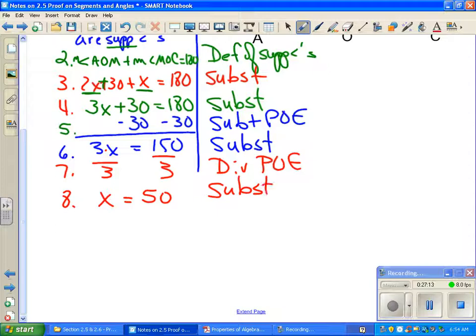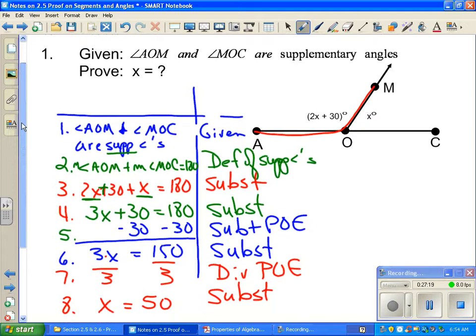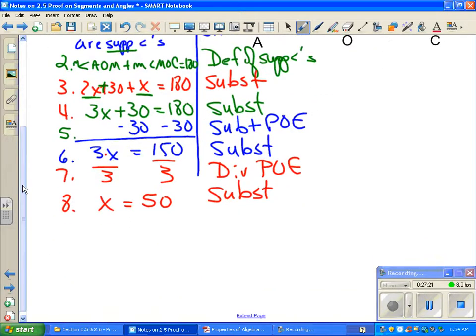Now I'm not sure if I was looking for x or if I need to go further, so let's go back up and look at our proof. No, prove x equals a question mark. So in that case, this is what I was looking for, and so I can stop. If I had asked you to find one of the angles, then I'd need to plug in the 50 for x, and that would just take a few more steps. I'm sure one of our other examples will ask us to do that, so you can see that another time.